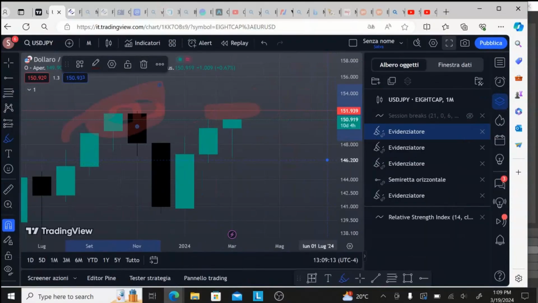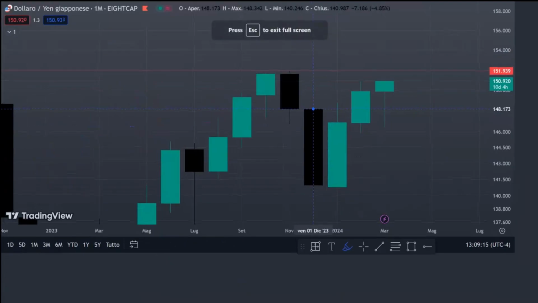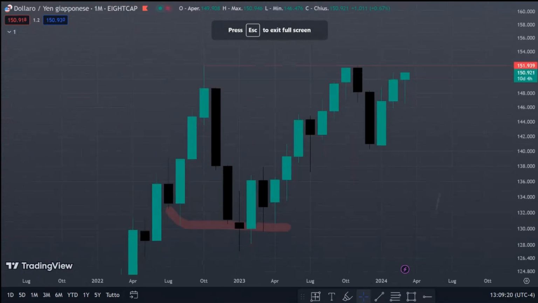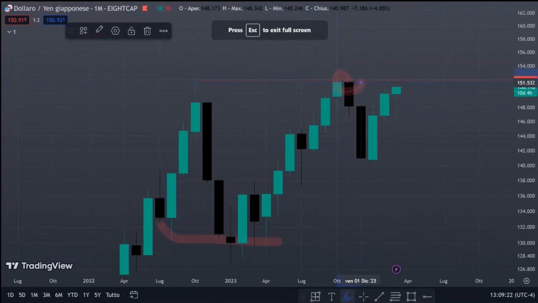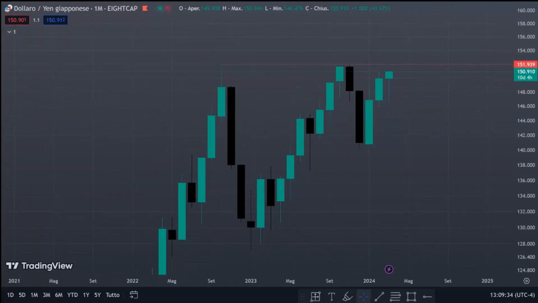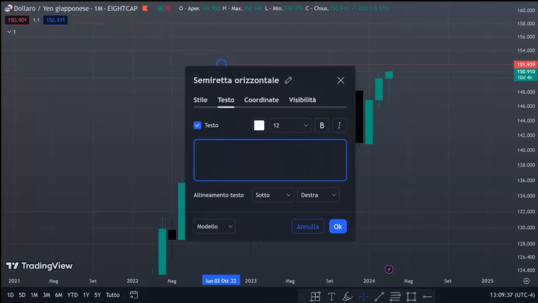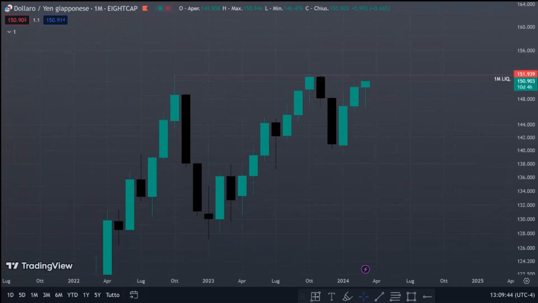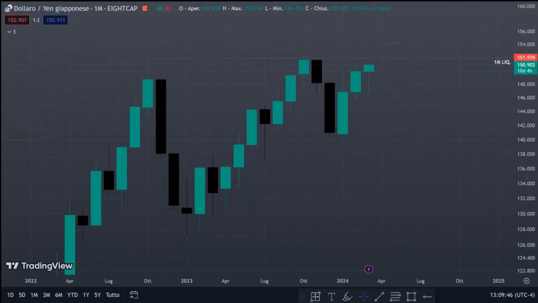So let me delete this, and yeah, liquidity was engineered, but the structure remained bullish. So that's normal, it's about market structure and things. Let me delete this and this. Okay, so it took liquidity, and this is the monthly liquidity. Let me write down monthly liquidity. Okay, so the main target is there, so we are drawn toward that direction.